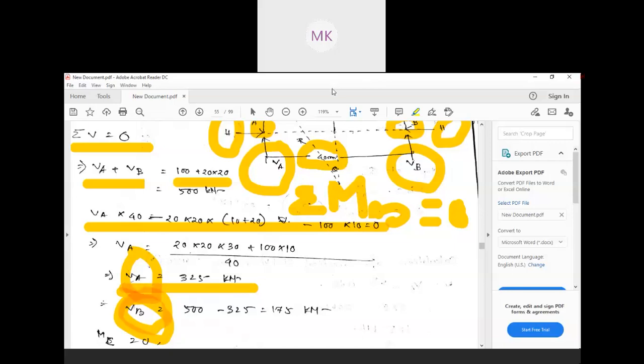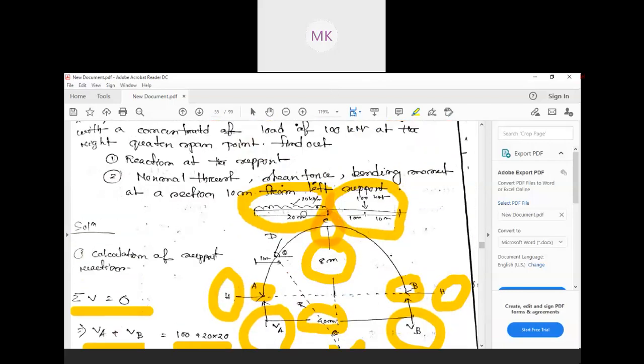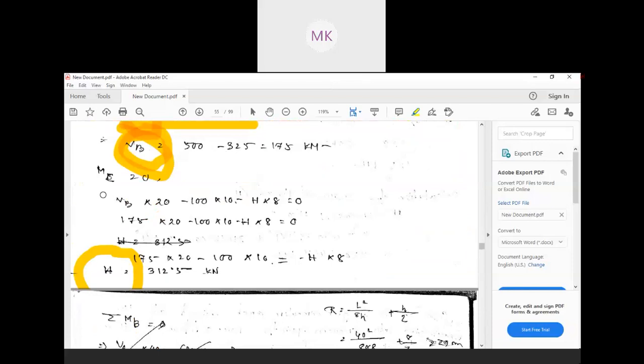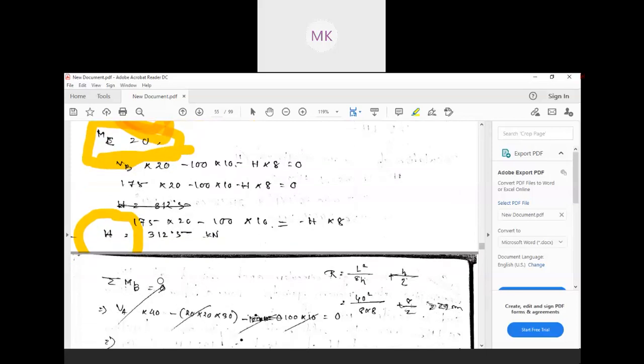Our arc is also hinged at this point C. So now we are going to take the moment about this point C. By taking moment about point C, if you consider all the loads, you can easily find out the H from here. Okay, up to this our one part is over.